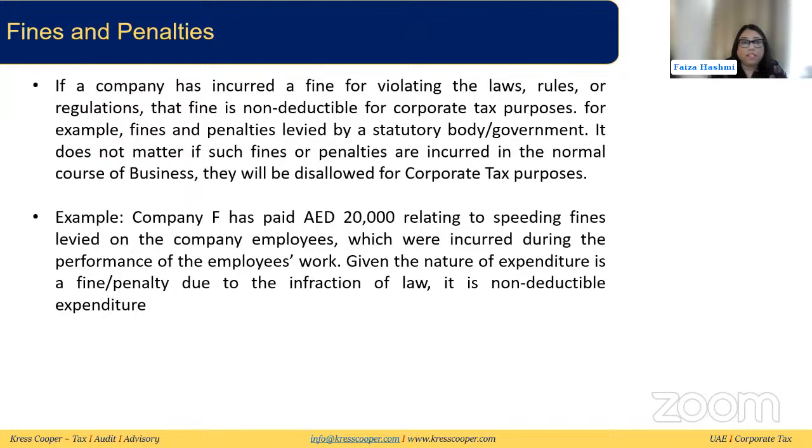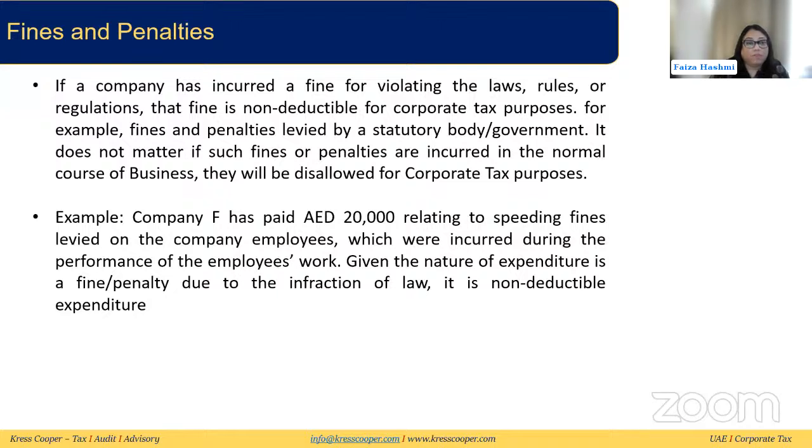Fines and penalties, again: if a company has incurred fines for violating the law, for any infraction of law, rules, or regulations, that fine is not deductible for corporate tax purposes. For example, fines and penalties levied by government bodies, it does not matter if they are incurred in the normal course of the business, they will still be disallowed for corporate tax purposes. You need to add them back to your accounting net profit or loss.